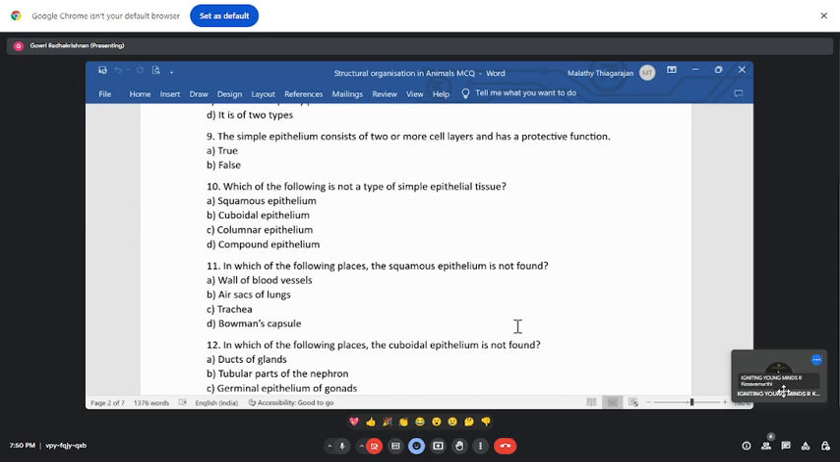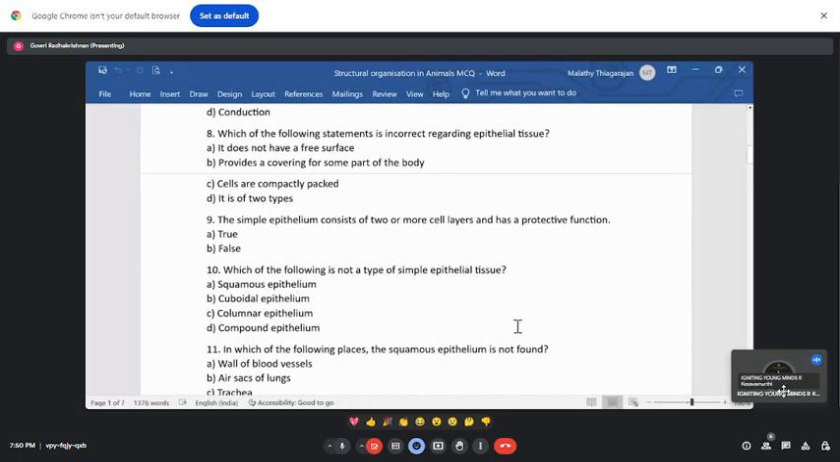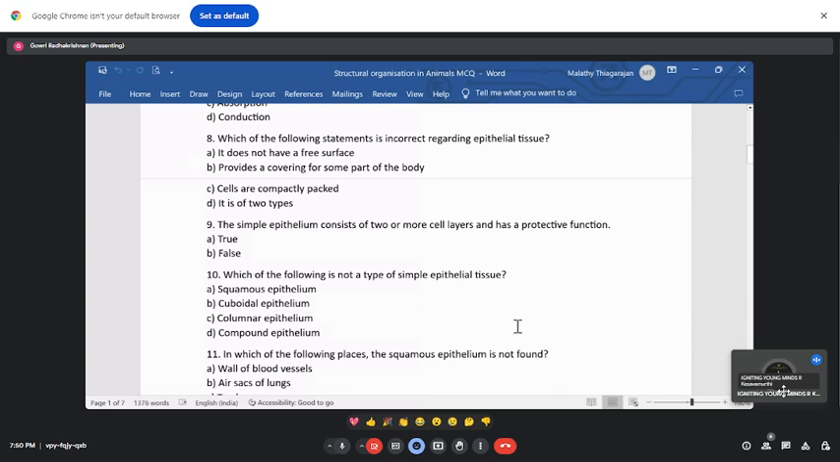About the previous question, if it does not have a free surface, it means that it is exposed to the external environment. Am I correct? Not always. When it is present in the inner covering of a blood vessel, it will not be exposed outward. It will be exposed on the hollow surface of the blood vessel. It won't be attached to anything. That is the free surface we mean.